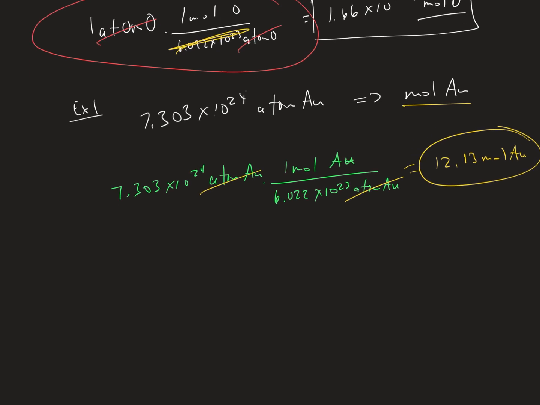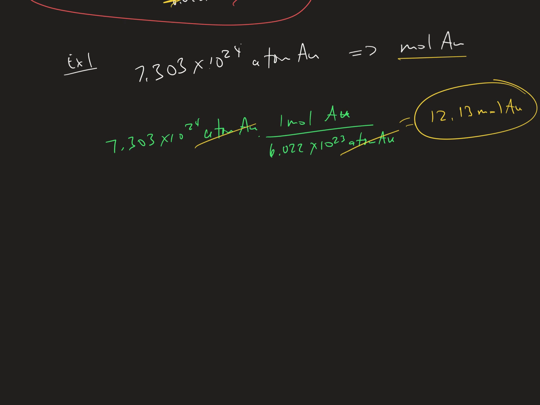Okay. And we could do another example. Do you see how the atoms go away? We're left with moles. What if we have 2.88 moles of silicon tetrachloride? And I want to know how many molecules of silicon tetrachloride I have. Can you do that without me setting it up? Or do you still need me to set it up for you?